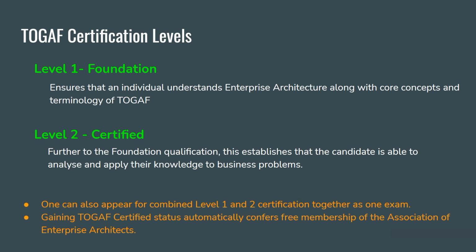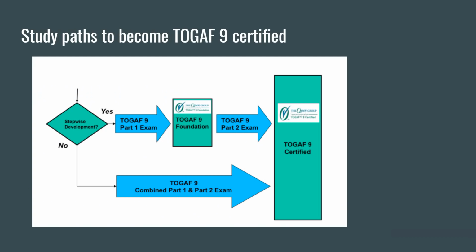One does not need to first do Foundation and then Certified. One can also take a combined exam, level 1 and level 2 together as one exam. And if somebody is not comfortable, level 1 Foundation can be done, and after some time we can do the level 2 certification. Once you are TOGAF certified, it gives you automatic free membership to the Association of Enterprise Architects.